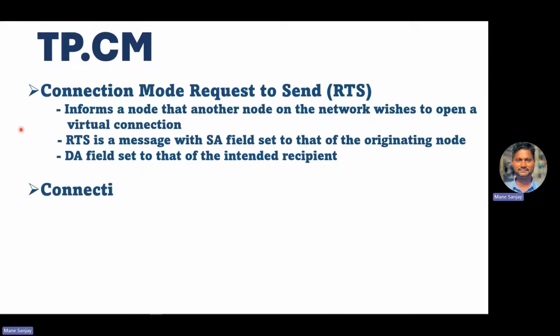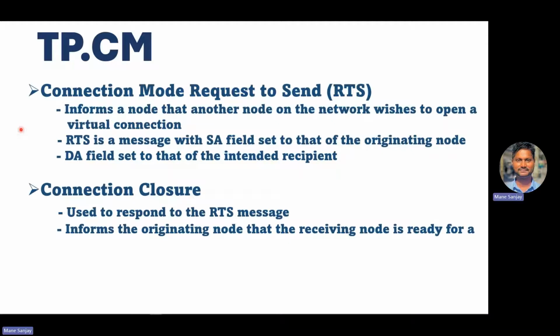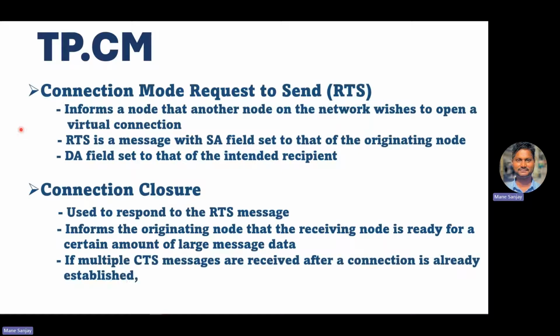Let's talk about clear to send. This is used to respond to the request to send message, which informs the originating node that the receiving node is ready for a certain amount of the large message data. If multiple clear to send messages are received after the connection is already established, then the connection shall be aborted. So something is going wrong, and at that time the connection should be aborted.